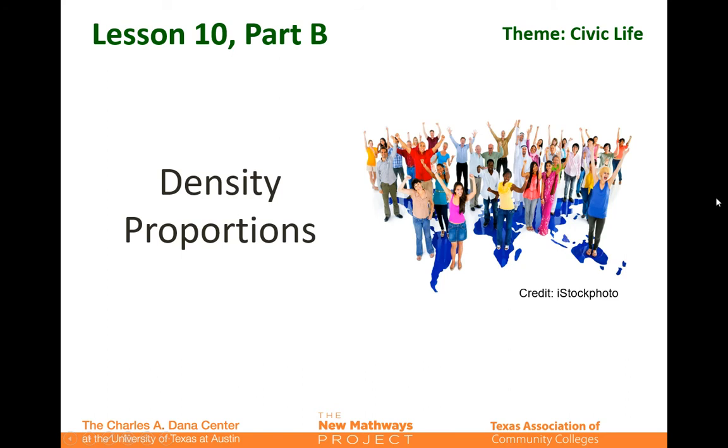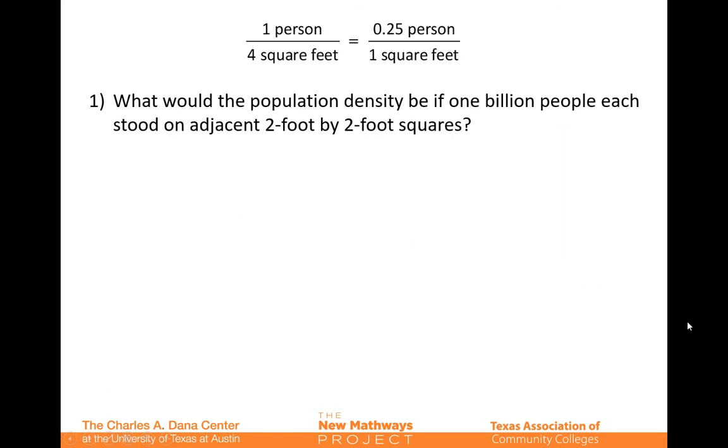All right, this next part, we're going to look at some examples of proportions. Notice one person for every 4 square feet is the same as 0.25 persons per 1 square foot. All you have to do to get that is go ahead and divide. That 1/4 is 0.25. So 1 person for every 4 square feet is the same as 0.25 persons, 1/4 of a person in 1 square foot.